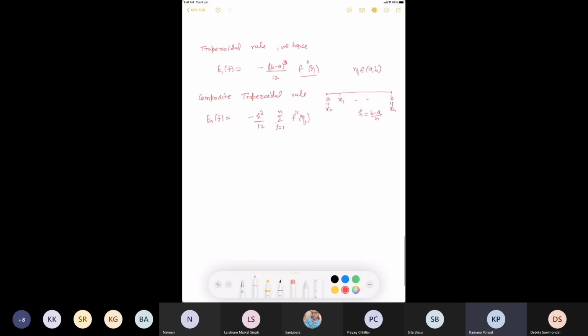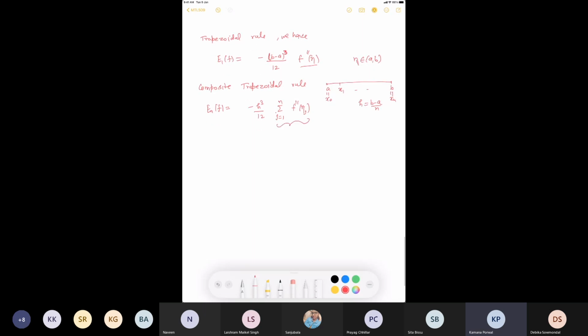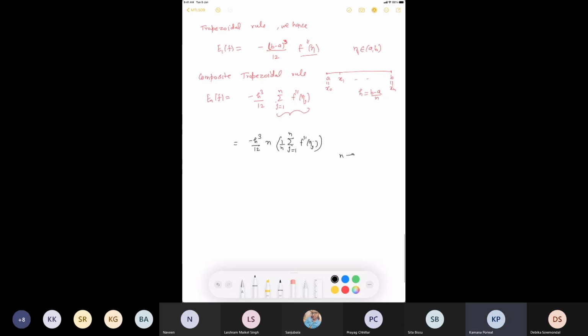And we can further simplify this term. So let's see how we are going to simplify it. So I'm going to multiply by n and divide by n. So I write it as 1 by n times the summation, j equals 1 to n, of f double prime of eta j. So n is here the number of subintervals.